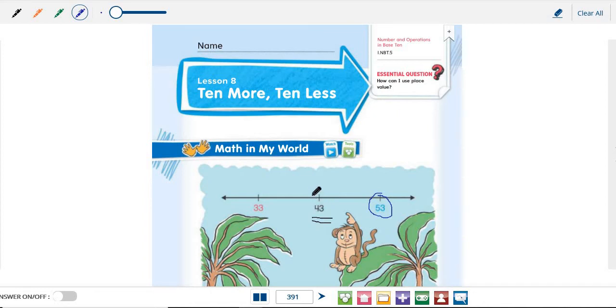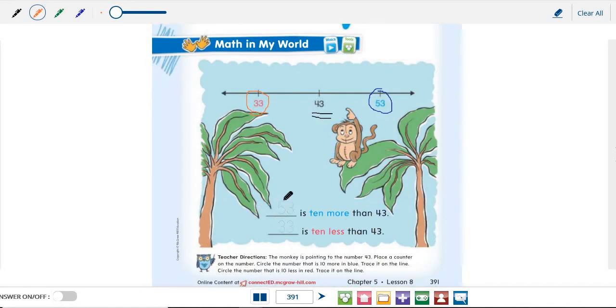Now, what's the number that is 10 less than 43? It's 33, of course. Excellent, grade 1. So please grade 1, in your book, circle number 33 red. And now trace these numbers. 53 is 10 more than 43. And 33 is 10 less than 43.